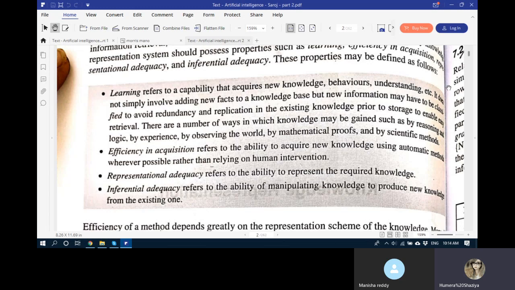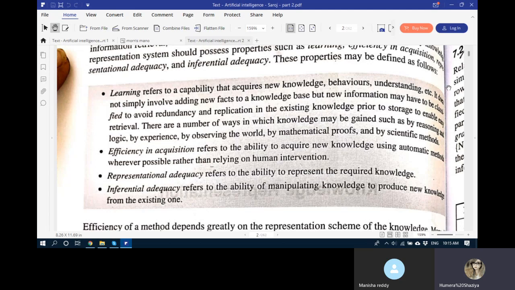You are given the goal and you need to find out whether that goal can be achieved or not from the existing knowledge. So in forward chaining, you start with the formula and then you reach up to the goal. Whereas in backward chaining, you start with the goal and try to find whether it is reachable from the knowledge base or not. So this is all about knowledge representation.